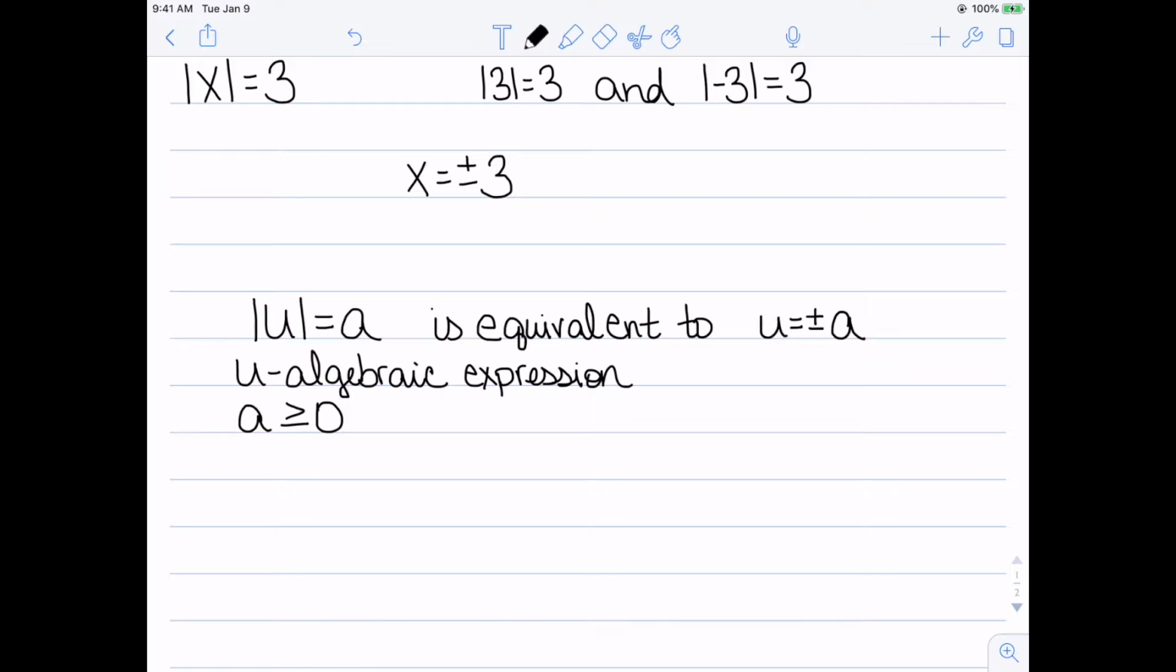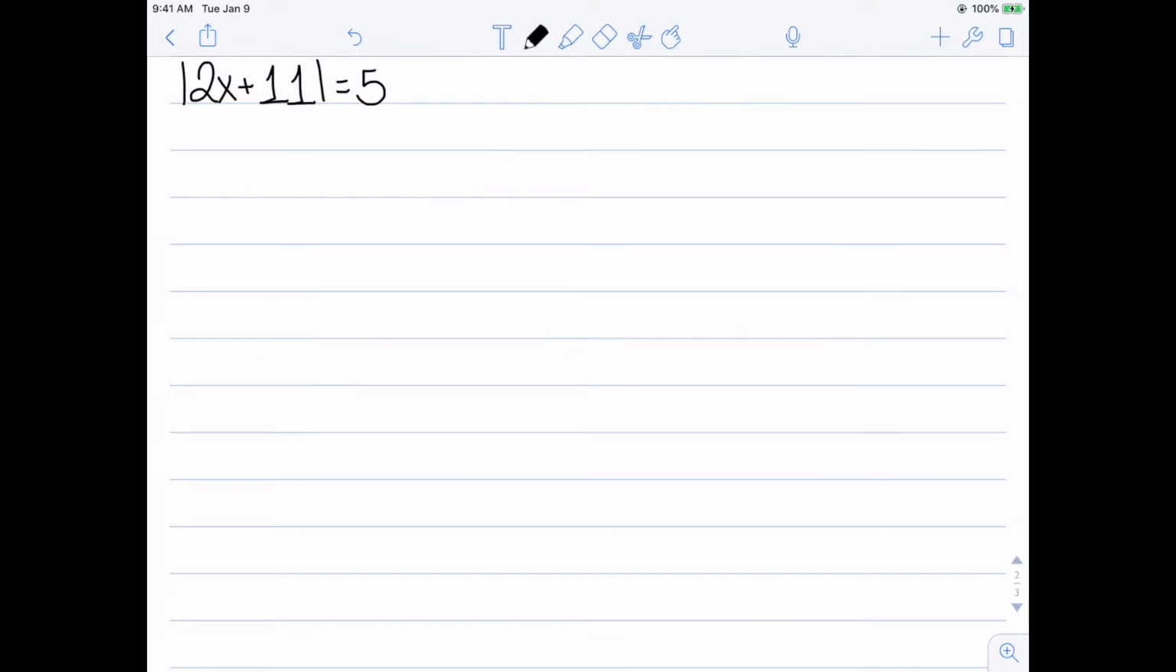So essentially, when we're solving absolute value equations, we have two different equations to solve, u equal to a and u equal to negative a, since both a and negative a have an absolute value of a. So let's look at some examples. Here we have the absolute value of 2x plus 11 is equal to 5. So our general form says that we have two equations from this. We have 2x plus 11 is equal to 5, since the absolute value of 5 is equal to 5. And we have 2x plus 11 is equal to negative 5, since the absolute value of negative 5 is also equal to 5.